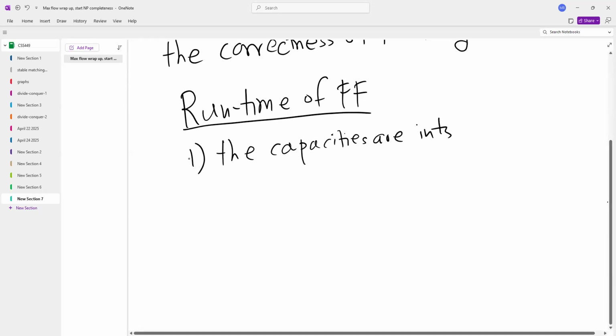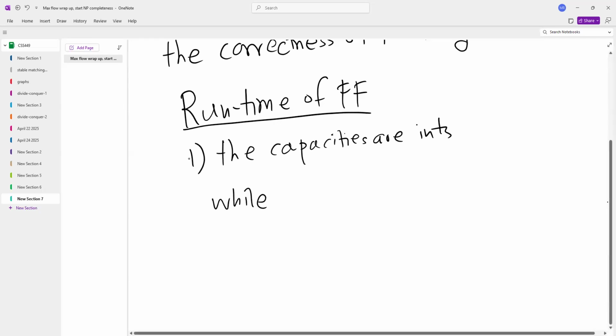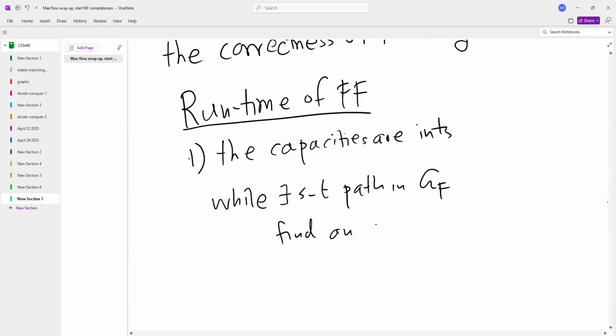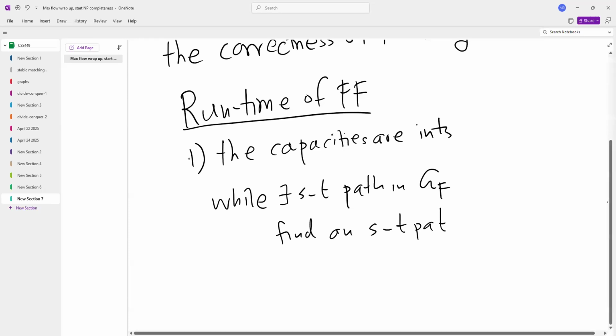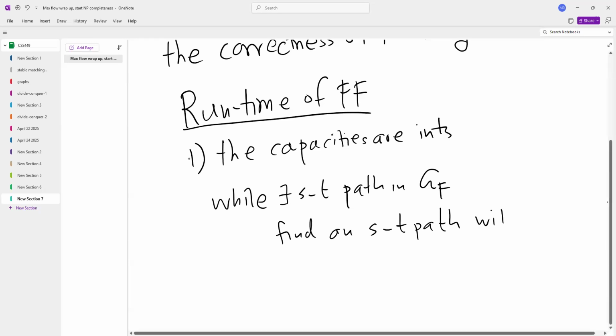Now, if a capacity is an integer, then what do we do in the Ford-Fulkerson algorithm? We say: while there exists an s-t path in G_f, the residual graph, then find an s-t path with some bottleneck capacity.